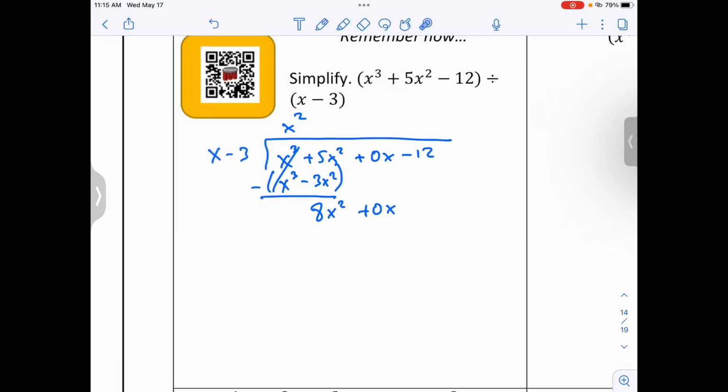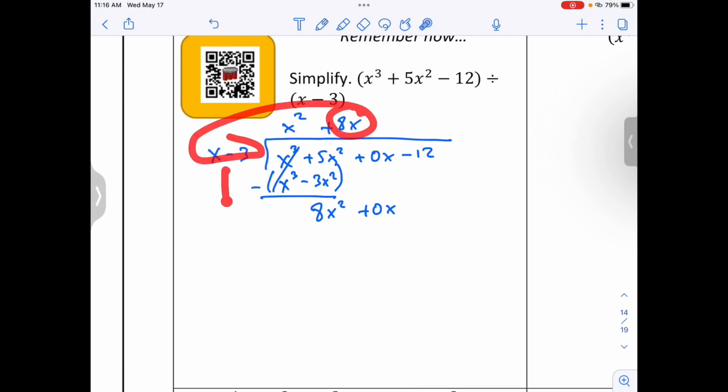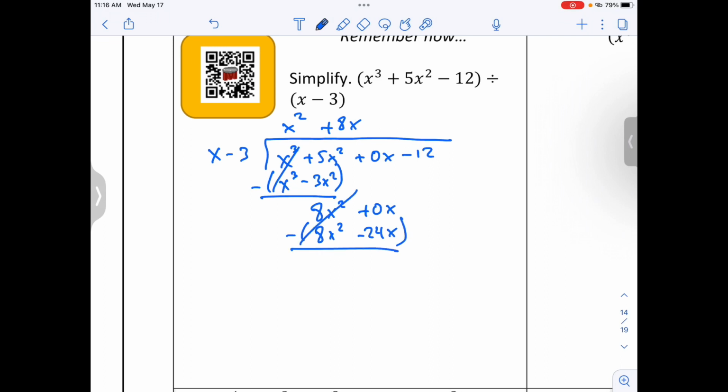Now we're going to divide 8x squared by that front x, so that's plus 8x. And now we're going to multiply that 8x by x minus 3 and write it down underneath. So we go 8x squared minus 24x. And then we subtract that off, and the 8x squareds cancel out. The two negatives make a positive 24, with the 0 becomes 24x, and bring down the minus 12.